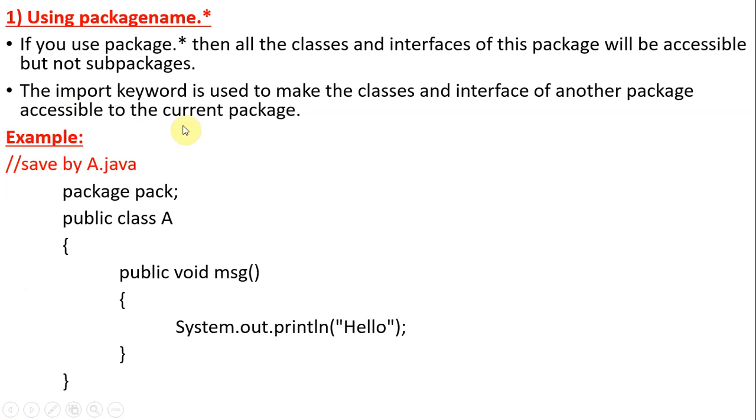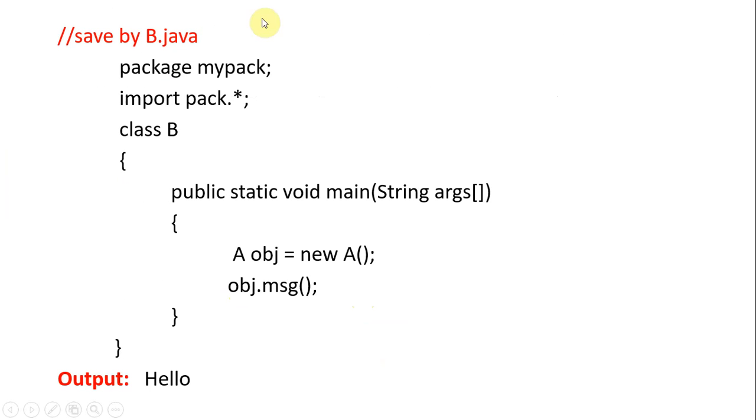Okay, so let's go with an example. This program you can save as A.java. The class name should match the file name A.java. In this I am creating a package called pack. In that I have a public class A, and in that I have a method message, which prints hello. Now I am trying to access this package data, that is class A and the message method, from some other package. How is it possible?